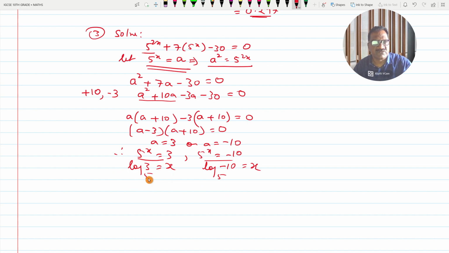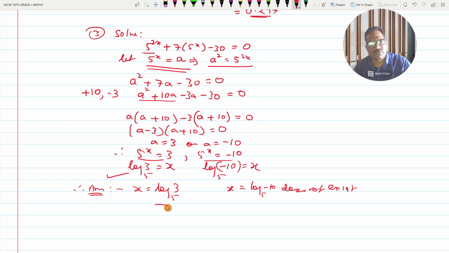So the value I'm getting is x equal to log of 3 to the base 5. And here I am getting log of minus 10 to the base 5. But we know that log of a negative number does not exist. So this x equal to log of minus 10 to the base 5 does not exist. Okay. Therefore, your answer for x will be only this: x will be equal to log of 3 to the base 5.